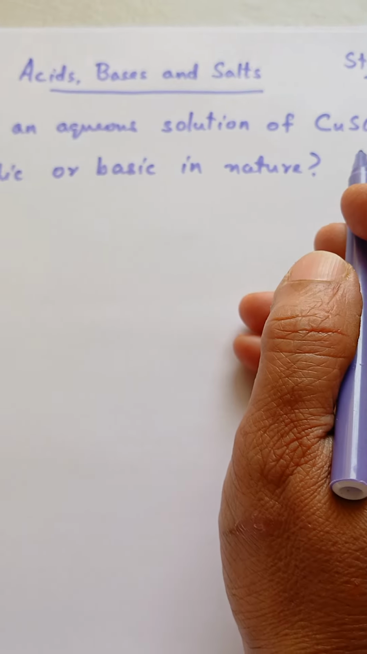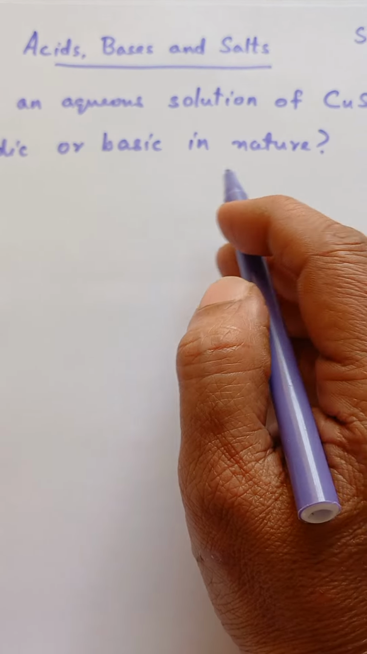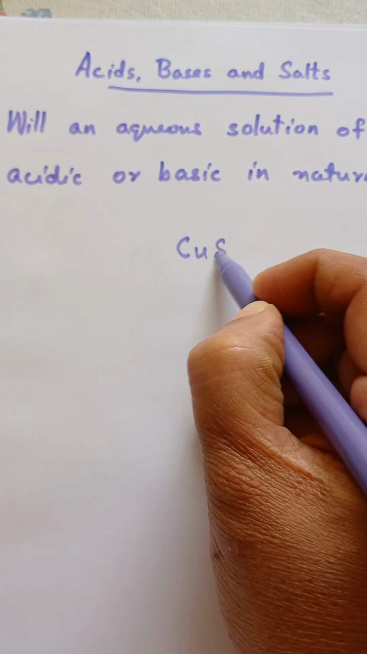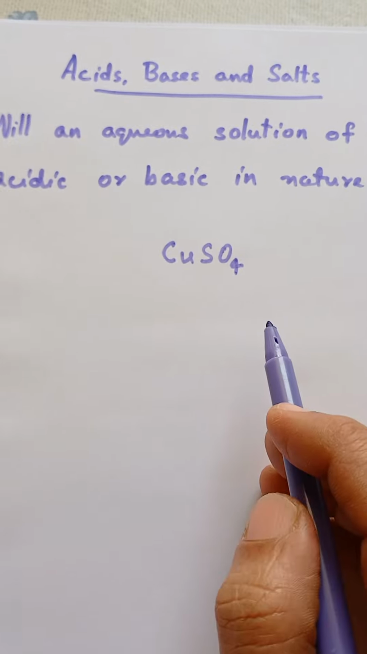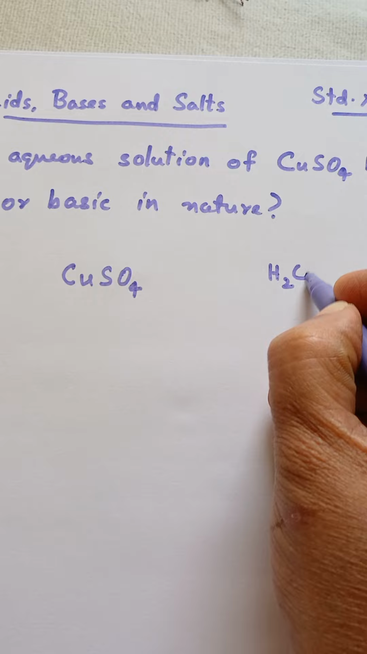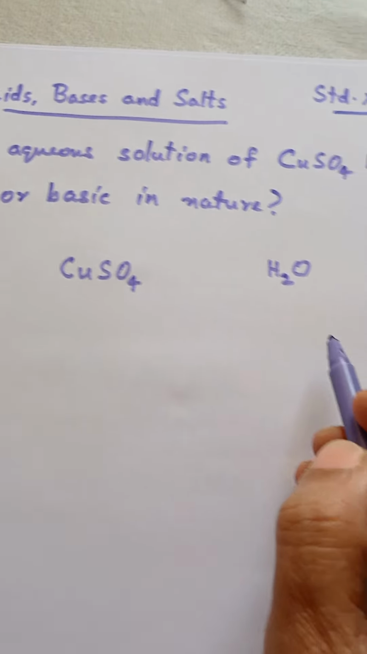Will an aqueous solution of copper sulfate be acidic or basic in nature? Let us write the salt CuSO4. So this is a salt, and along with this salt, water will also be produced in a neutralization reaction.